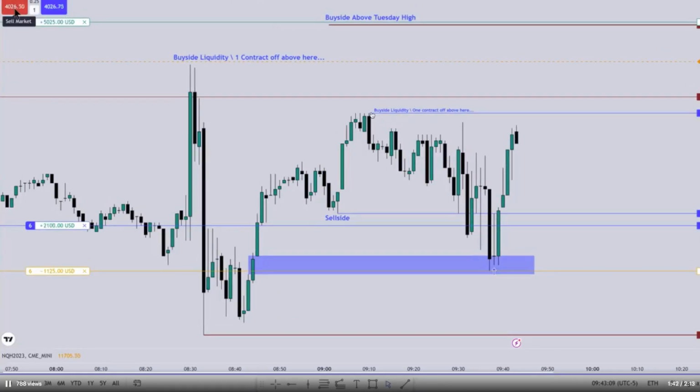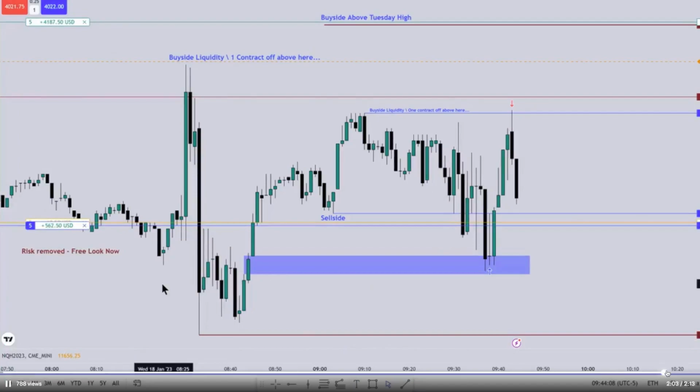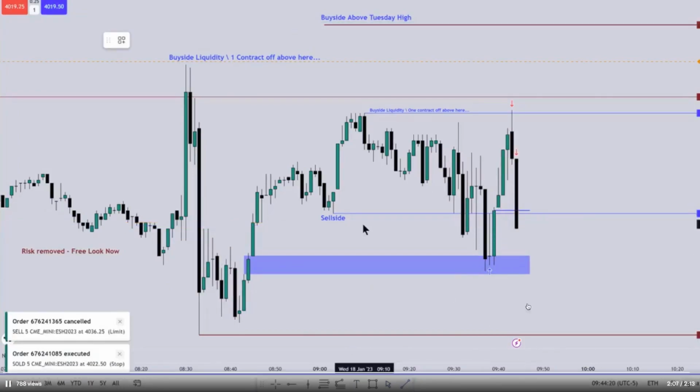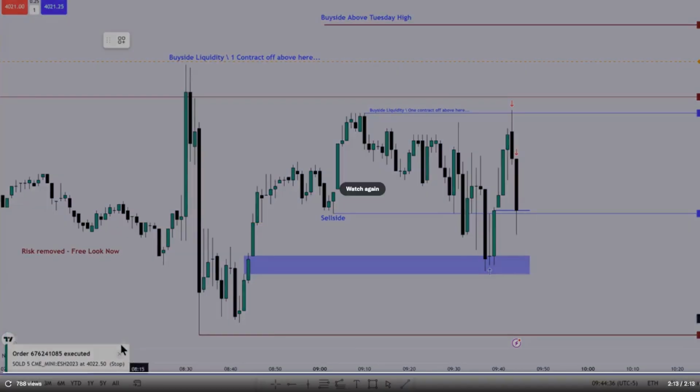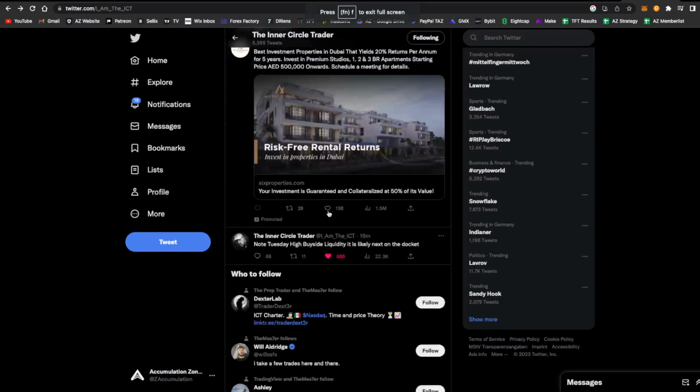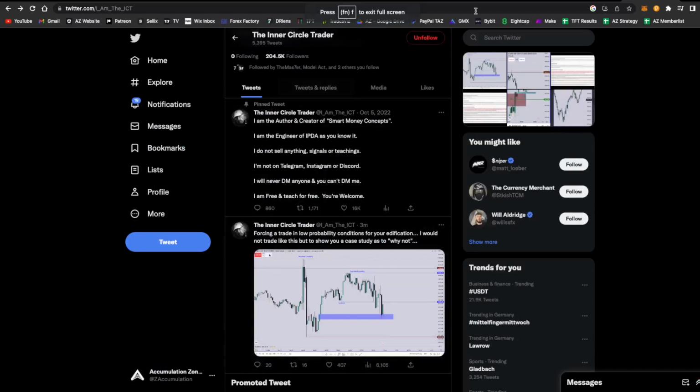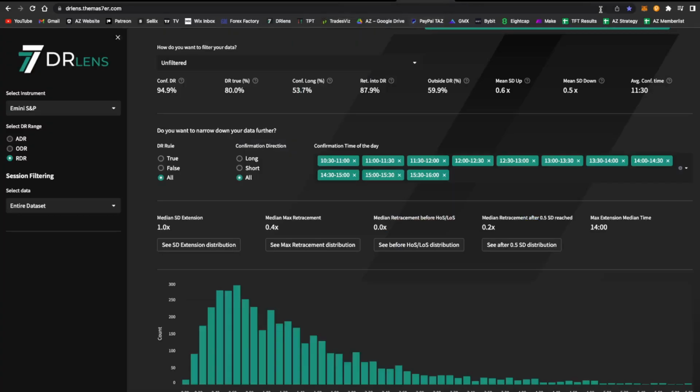And those equal highs that I also draw up on the chart, the buy side liquidity, 1 contract above here, buy side above Tuesday's high, buy side liquidity, 1 contract off above here. Took 1 contract off, and I think it moved below here and he got stopped out at break even or with some minor profits. Nice to see what ICT is doing, and that it's in line with our analysis.